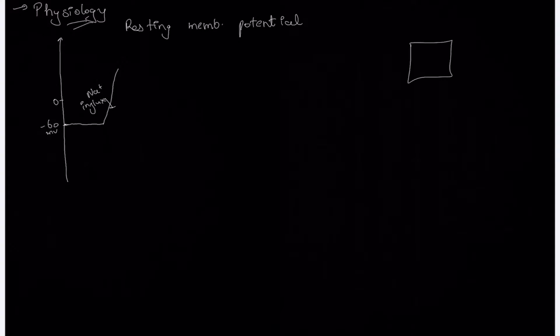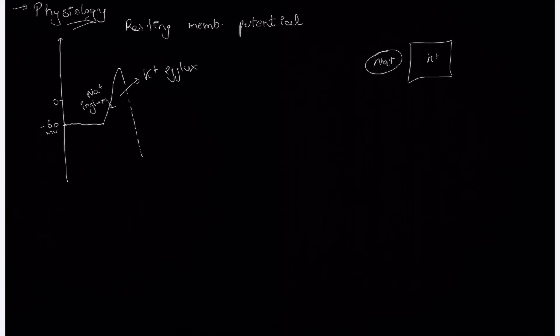So if this is a normal cell, inside the cell there is basically potassium, and outside the cell there is sodium. So what happened? Because of sodium influx, the resting membrane potential goes up, and we call it depolarization. Then after reaching a certain point, this membrane potential starts to decrease, because to maintain equilibrium the potassium goes outside, so potassium efflux.